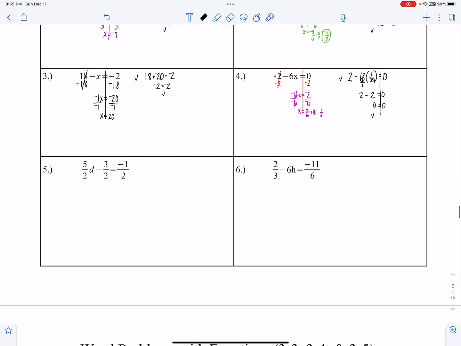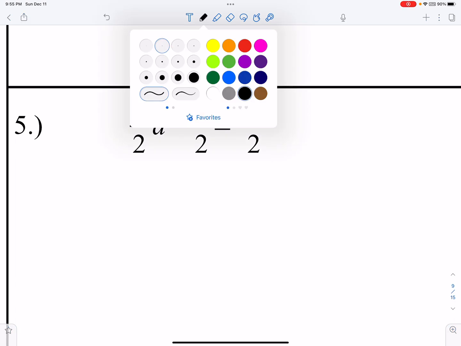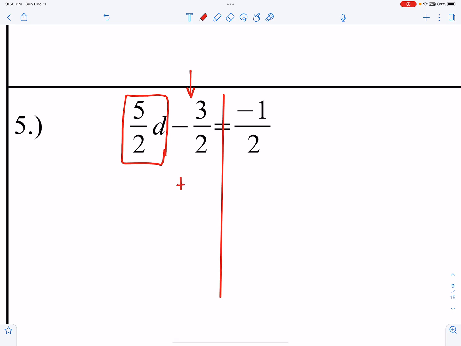All right, last two. Okay. So we have fractions now, which can be a pain, so just slow down with it and really pay attention to what's going on. So here is my D term that I'm going to be isolating. So we're going to address the subtraction first. Okay, so let's separate our two sides as we normally do. So instead of subtracting 3/2, I would add 3/2 to both sides.